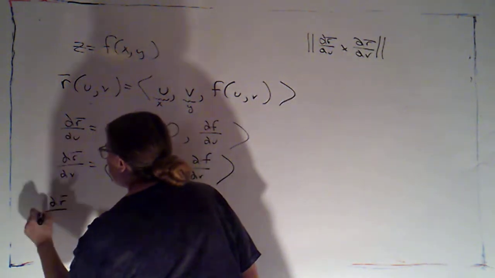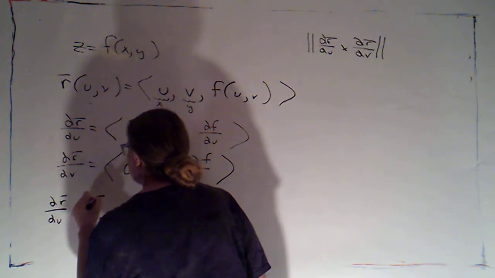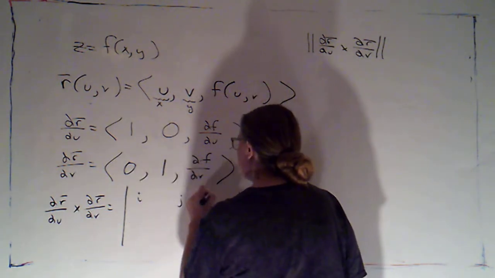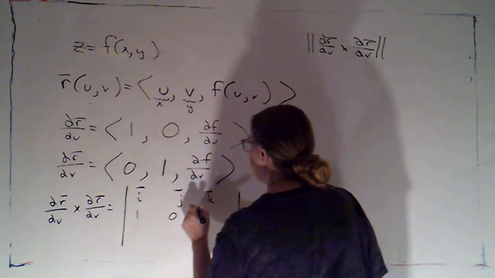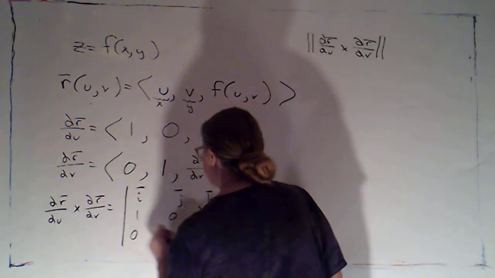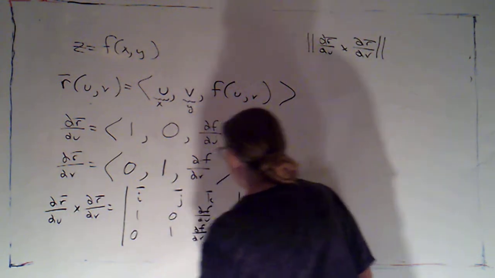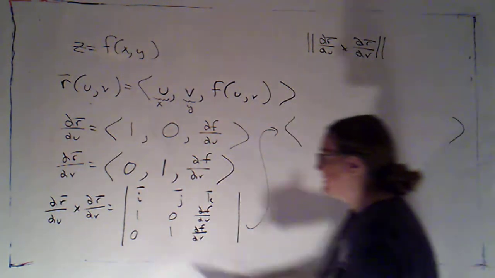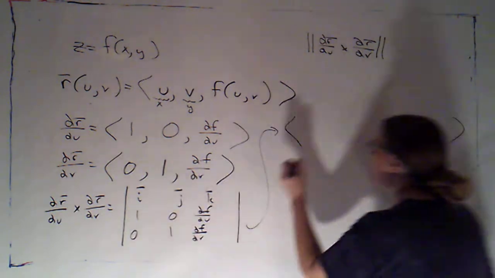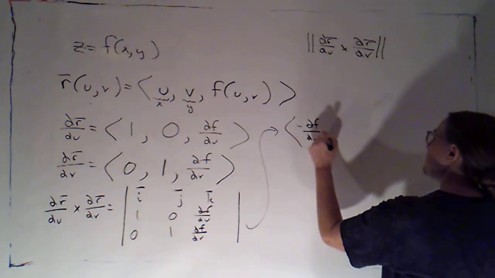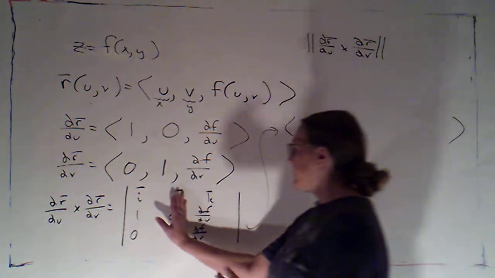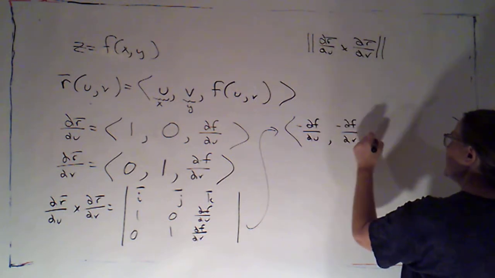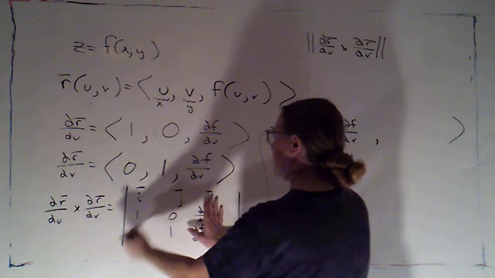So when I take the cross product, del r del u crossed with del r del v, that's going to be my symbolic determinant, i j k, 1, 0, partial f partial u, 0, 1, partial f partial v. All right, for the i component, I'm going to get nothing minus the partial of f with respect to u. For the j component, I'm going to get nothing minus the partial of f with respect to v. And for the k component, I'm going to get 1.